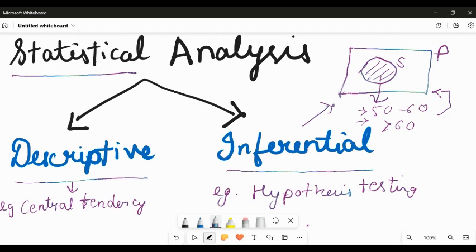Statistical analysis is differentiated into two paths called descriptive and inferential. I hope from the example that I've given, you got a clear concept of it.